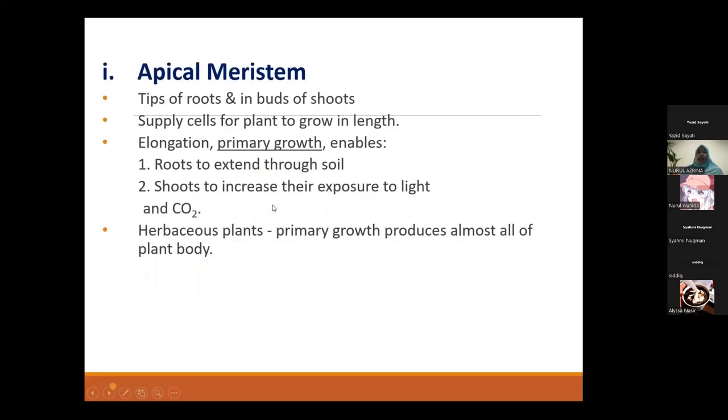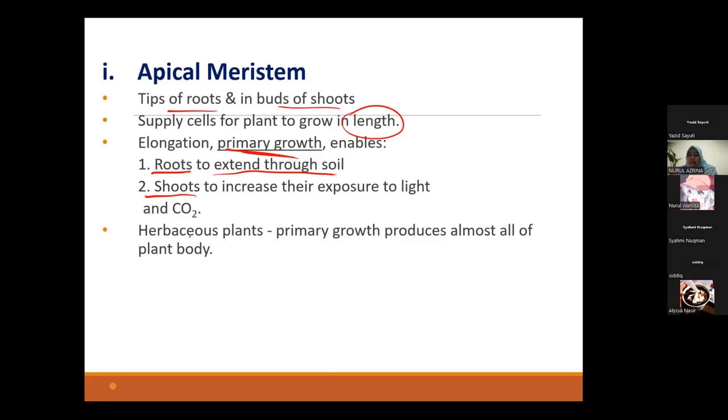All right. So apical meristem found in the tips of root and in the buds of shoot. And it helps the plant to grow in terms of length, or we call it primary growth. So if we are focusing on roots, it will enable the root to extend in the soil, right? And if we refer to the shoot, it will ensure that the plant can reach and be exposed to the sunlight, or be able to capture carbon dioxide.